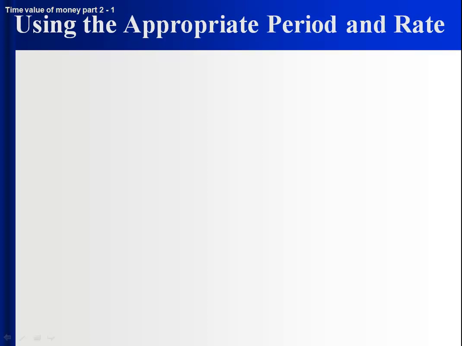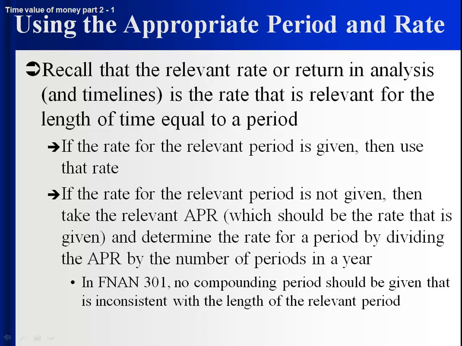So now that we understand compounding, we have some tools in our chest that allow us to solve problems where the rate that we need may not be the rate given. We can determine the appropriate rate, figure out the appropriate period, and then get the rate that we need. So remember, the rate that's relevant is the one that corresponds to a period. You have to figure out what's the appropriate period for the problem.